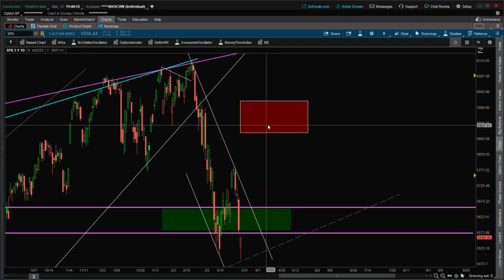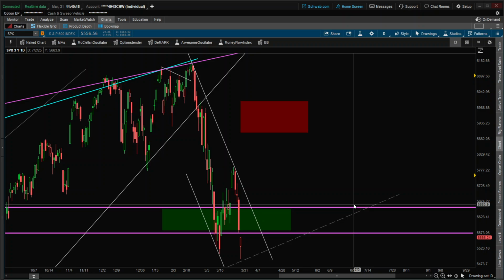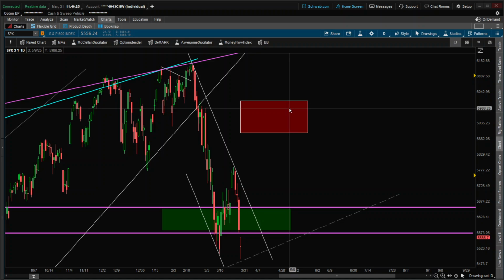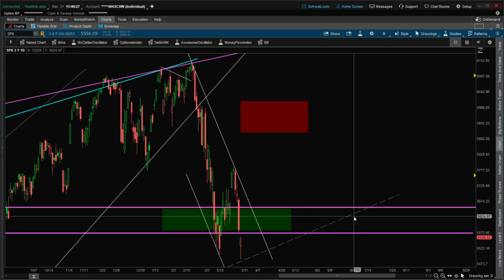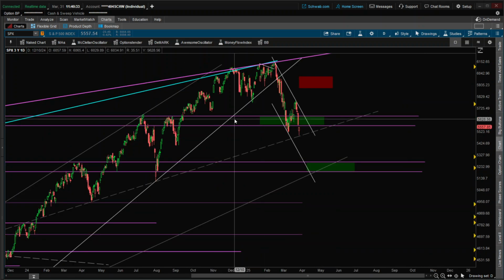Now I have this box here just so we can visually see where I think the price action will go to. And you'll see on the Fibonacci's, but 5,900 to about 6,000. That gives us a 100-point range where we'll start to scale into our short positions again. Okay, let's look at some of the indicators here.